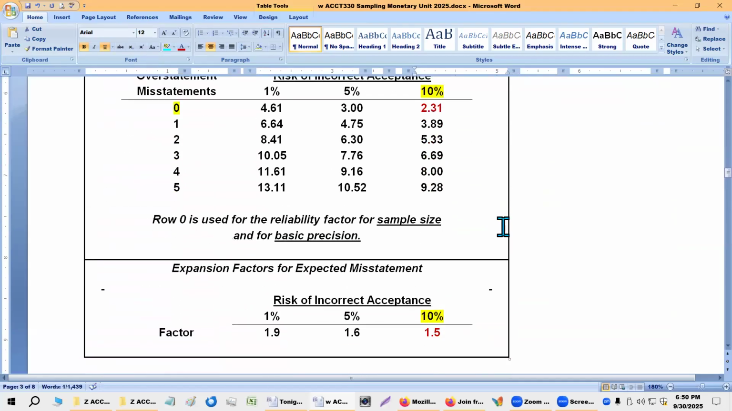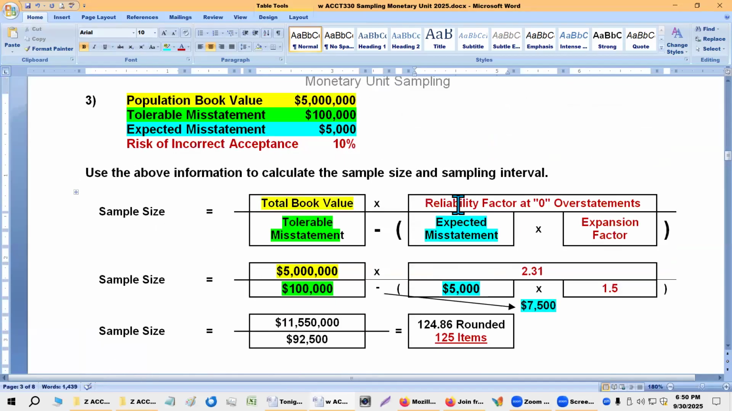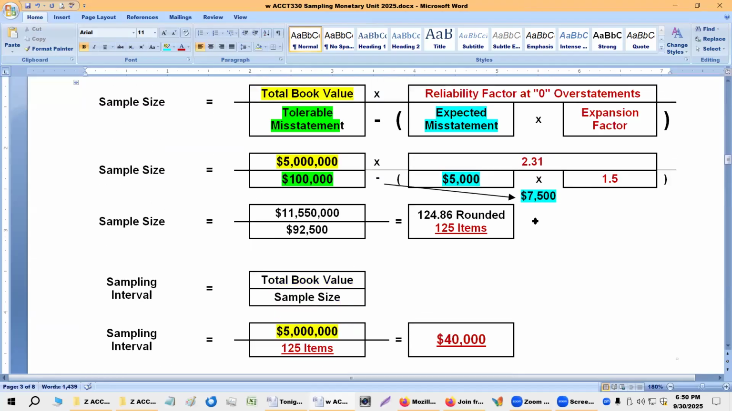Okay, so that's how we find the sample size. You're going to get one of those on the test, obviously. And again, this is really one of the best parts about monetary unit sampling: it's clunky because it's the first time we're going through it, but how easy it is to pick a sample of items. It tells you the interval, and whichever ones pass those are the ones that you pick.